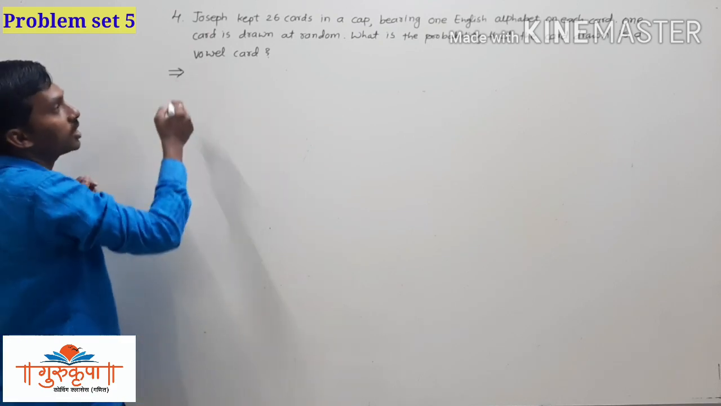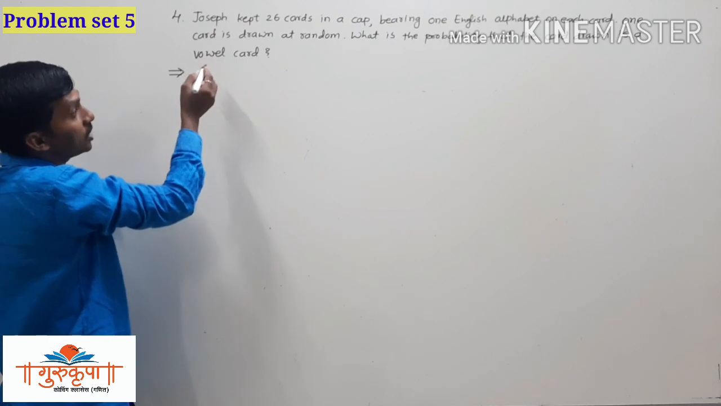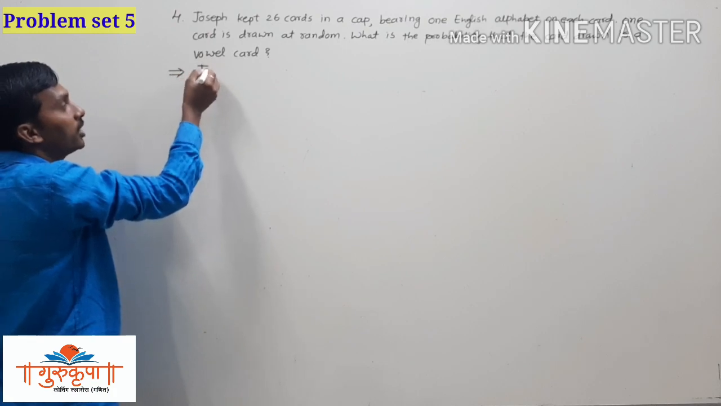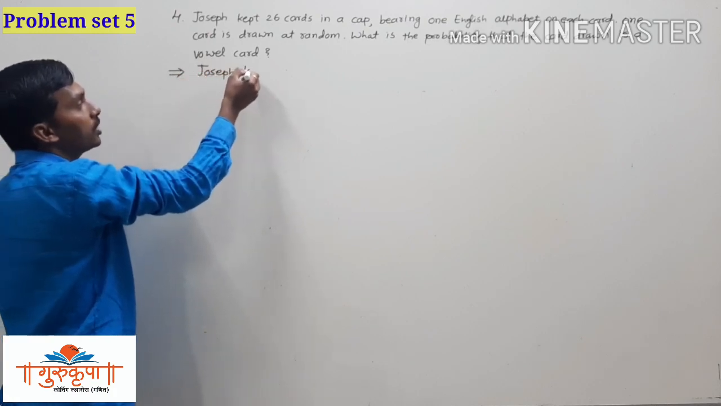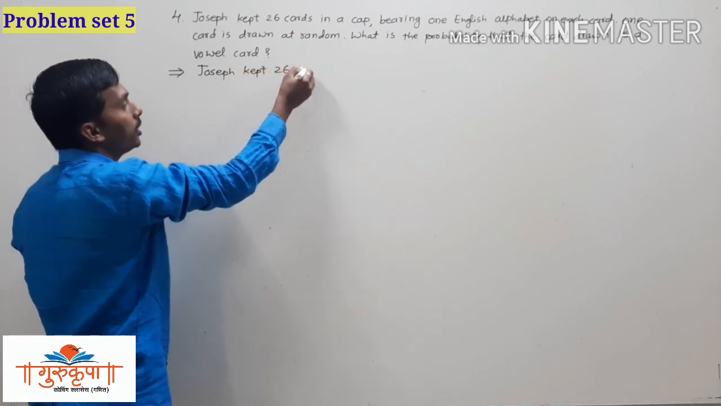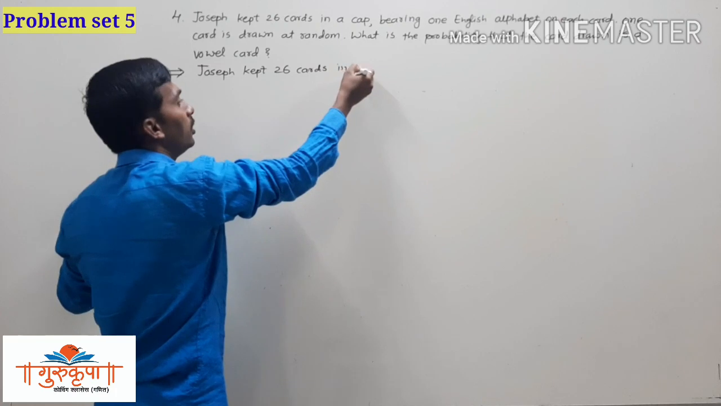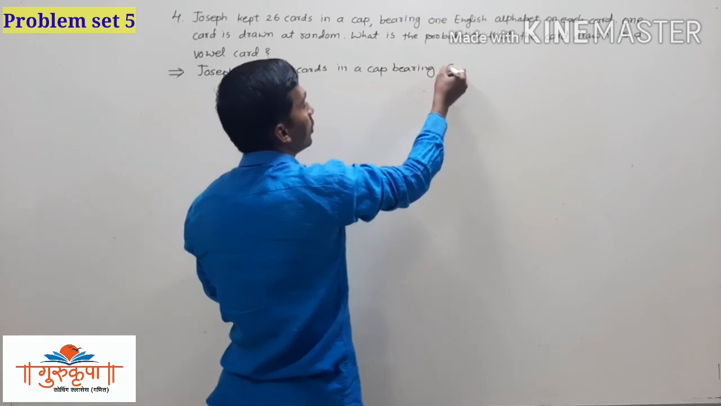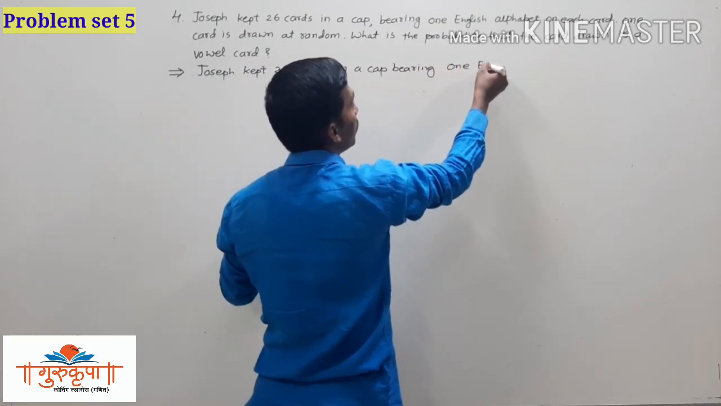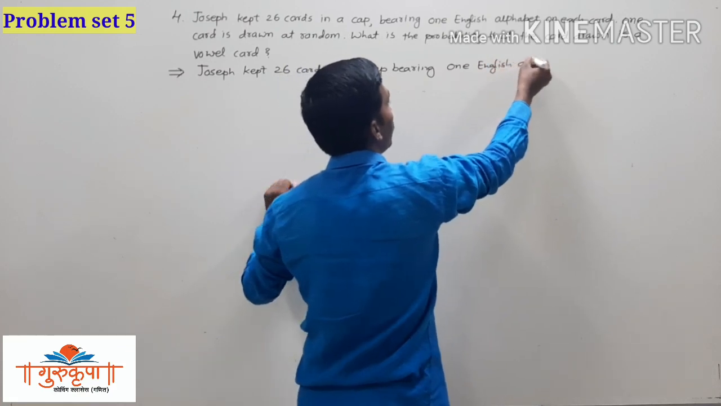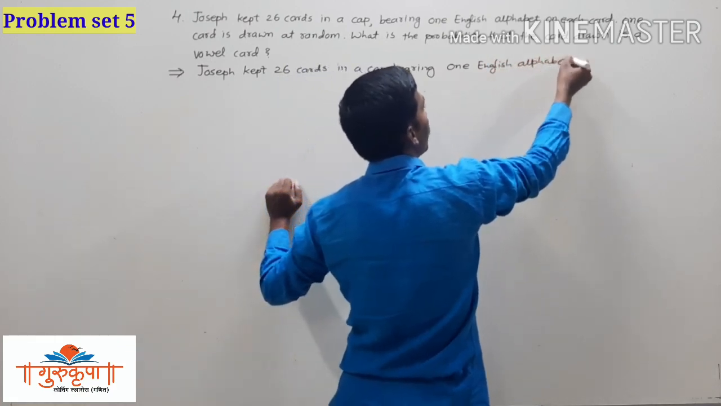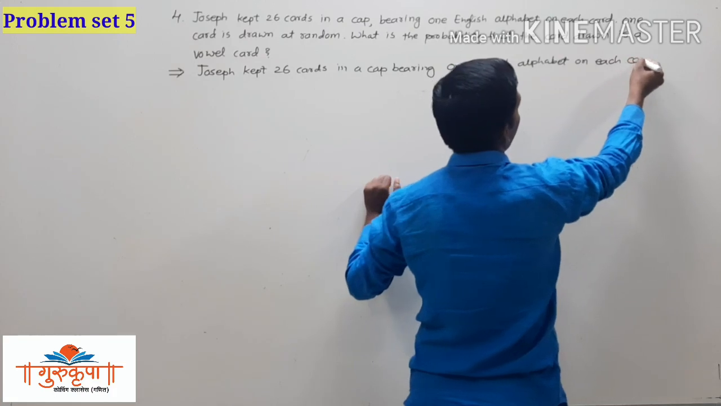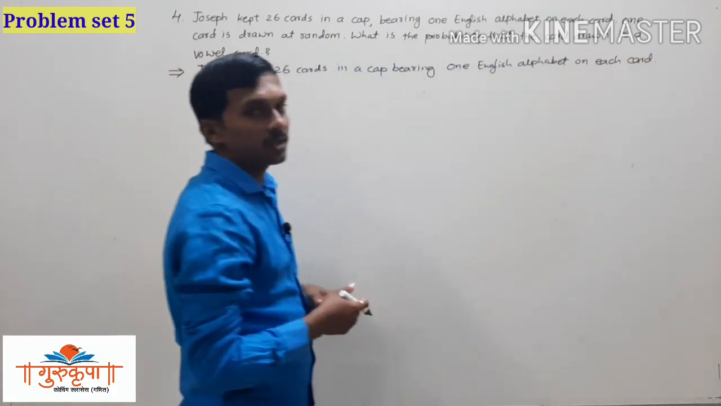So here we will write the random experiment first. Joseph kept 26 cards in a cap bearing one English alphabet on each card. That is the given random experiment.